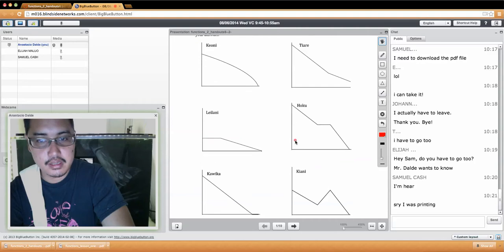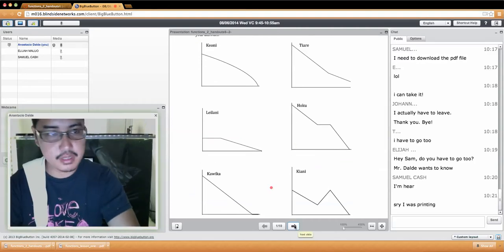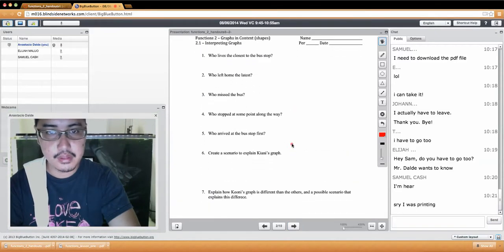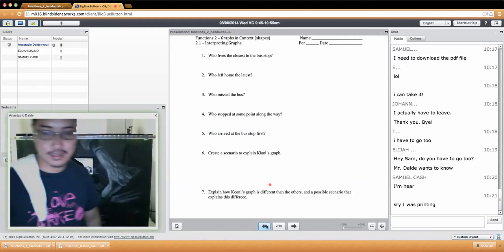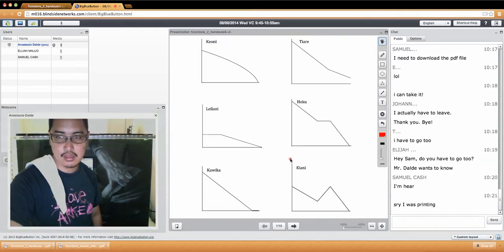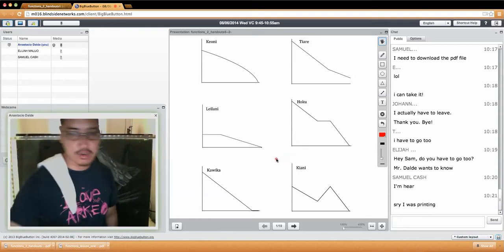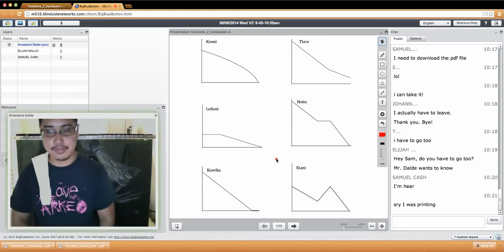Okay, I see. So we have to take these pictures right here and match them to the stories. Who lives closest to the bus stop? This is actually kind of fun. Who lives closest to the bus stop? Let's take a look. What are your thoughts? Now remember, there's a 1 in 6 chance you can get it, so if you don't know, guess it. Sam, chime in. I'm going to wait for everybody.